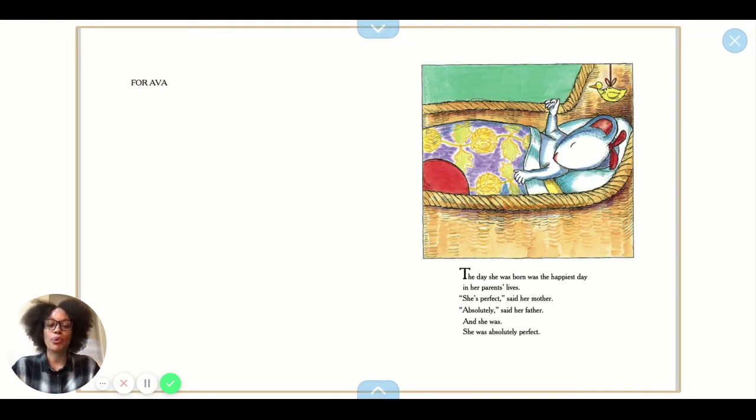The day she was born was the happiest day in her parents' lives. She's perfect, said her mother. Absolutely, said her father. And she was.